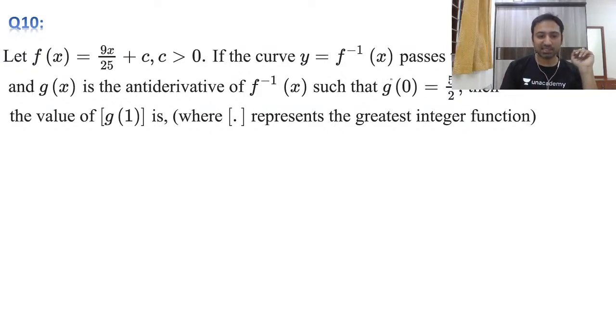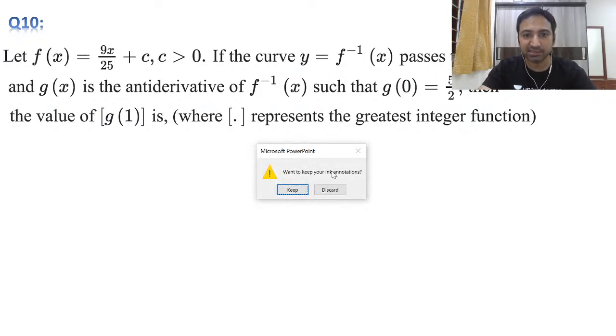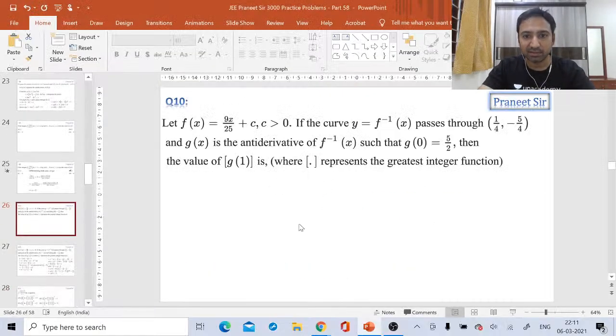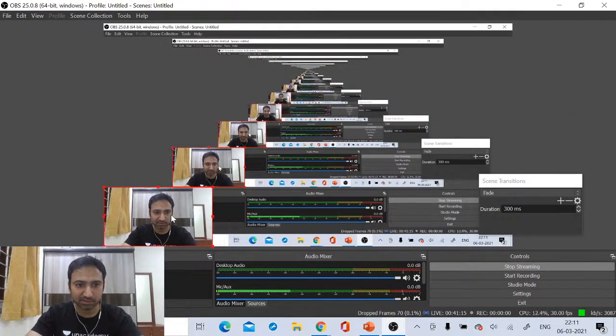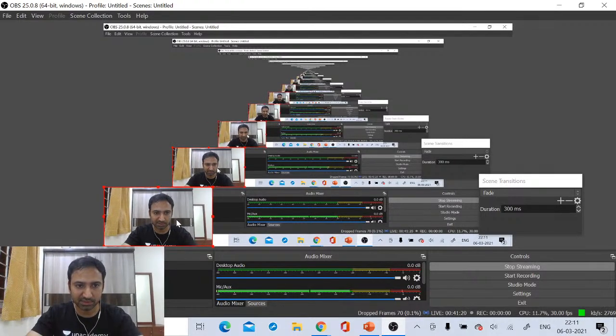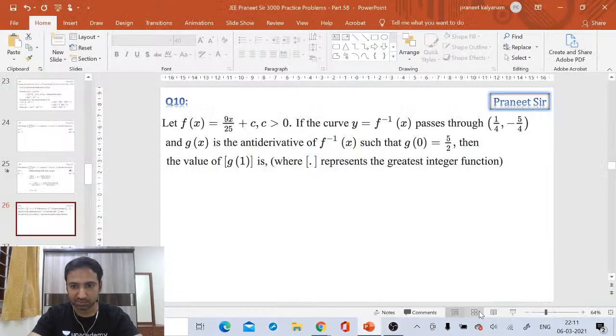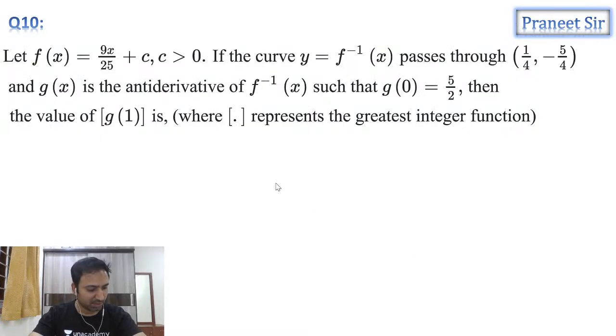Okay, so guys, this curve passes through 1 by 4. One second, guys, let me change the settings so that you can see the question. Can you see the question now? Abhishek, can you see the question now? Okay, yeah, this looks better.